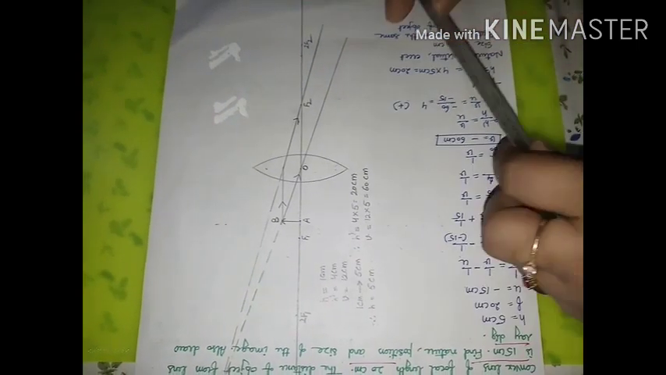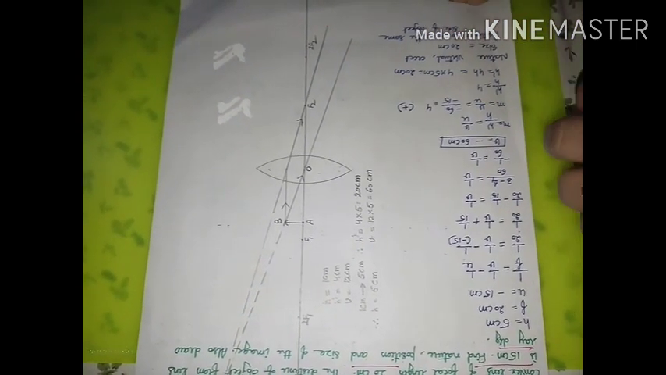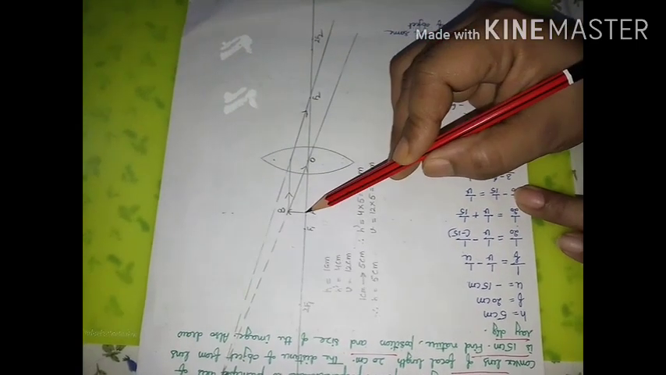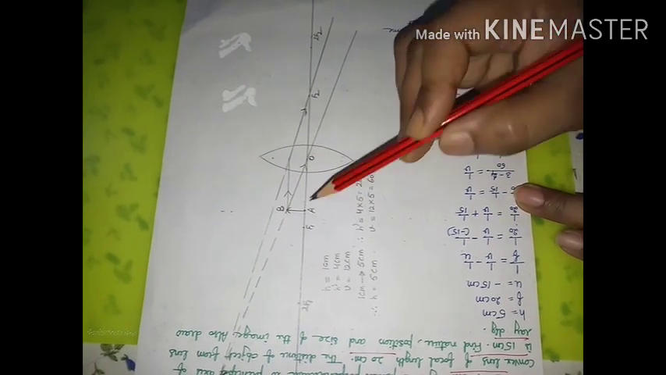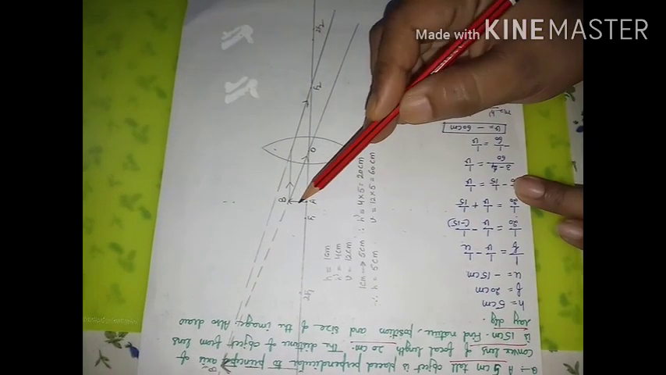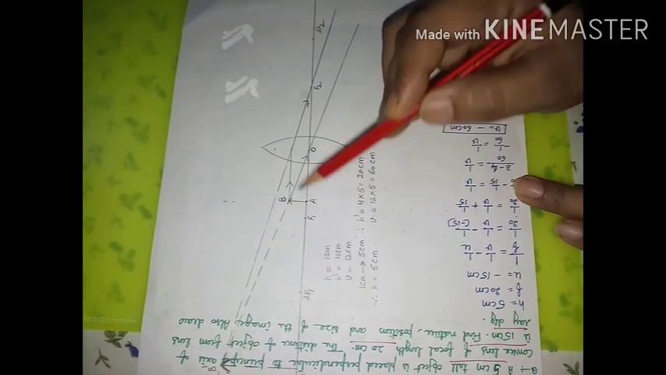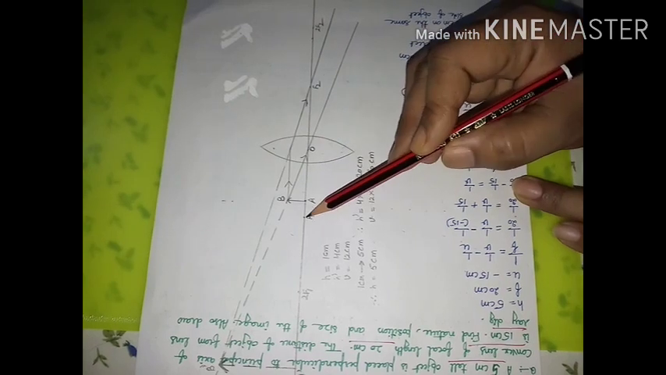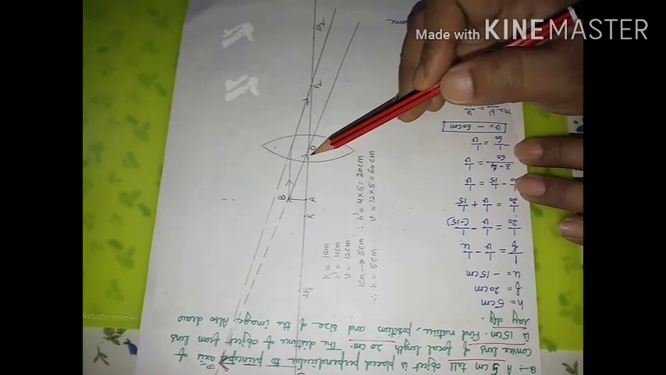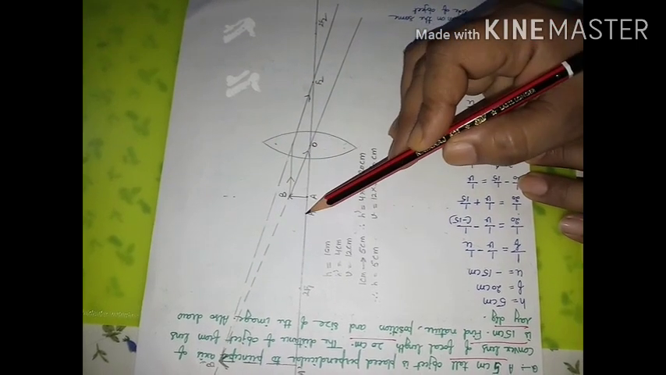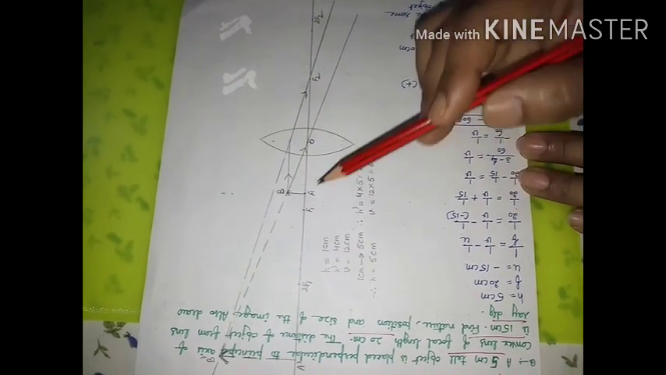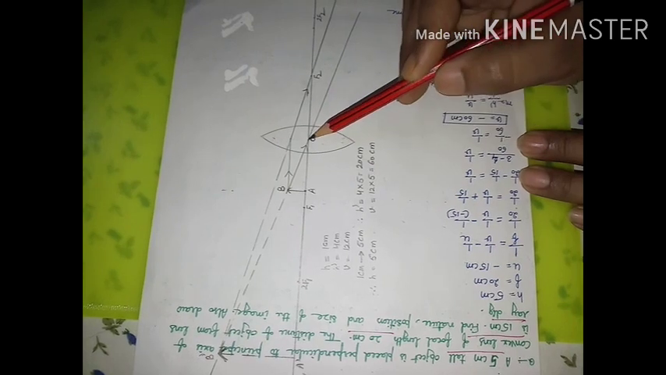Object is kept at a distance of 15 centimeters, so 15 centimeter will change to 3 centimeter. So I kept the object from optical center at 3 centimeter. Size of object is 5 centimeter, so this arrow is of length 1 centimeter. So object is between optical center and focus. Suitable scale we have taken: 5 centimeter is equal to 1 centimeter. So focus is at a distance of 4 centimeter, 2F is at a distance of 8 centimeter, object is at a distance of 3 centimeter.